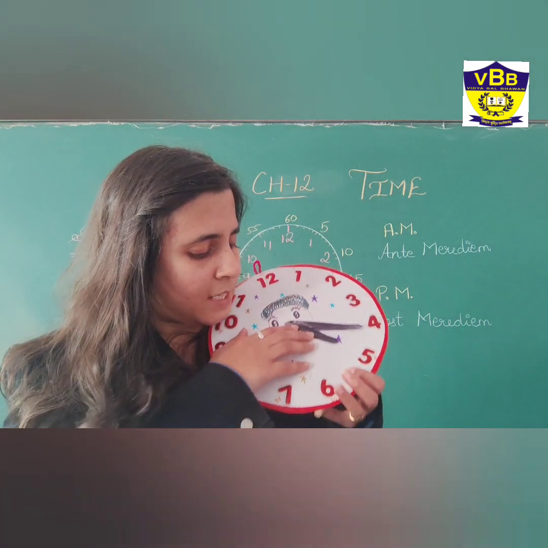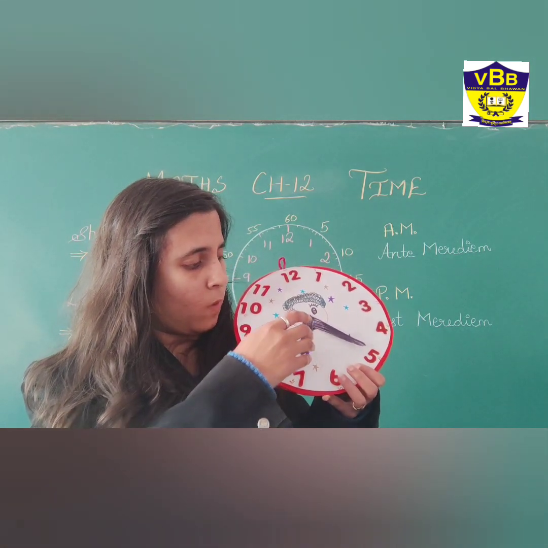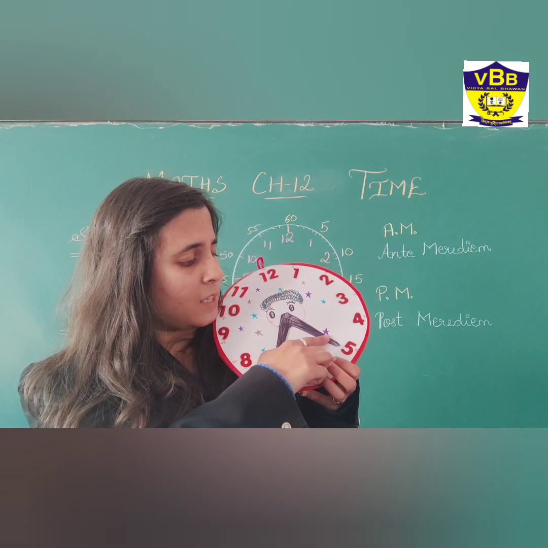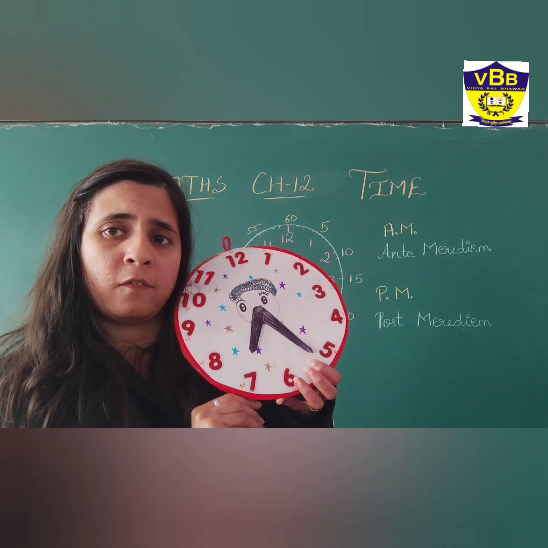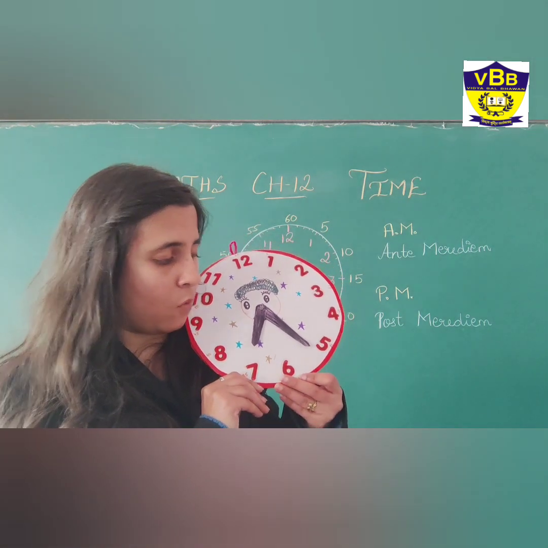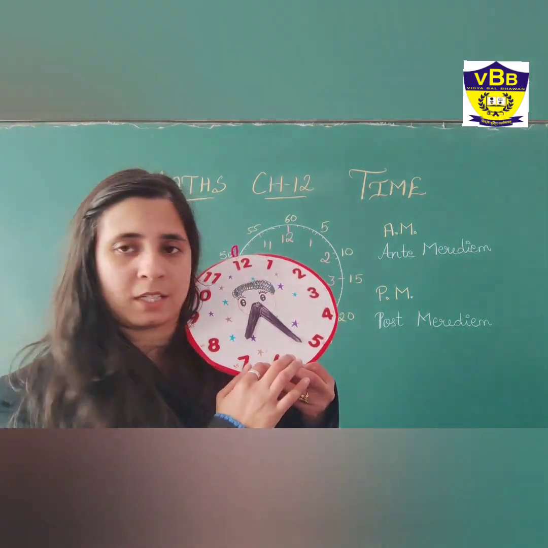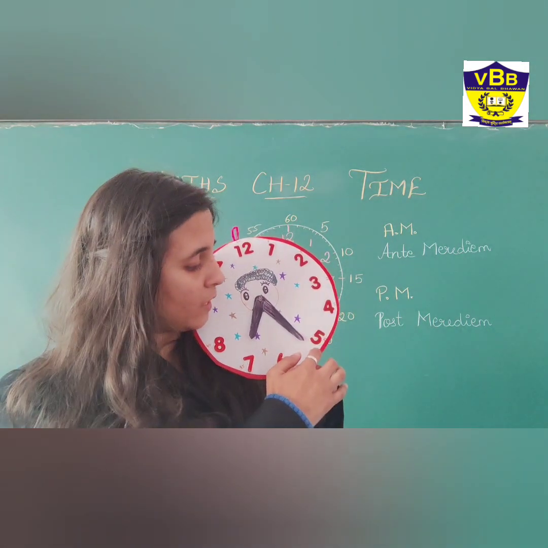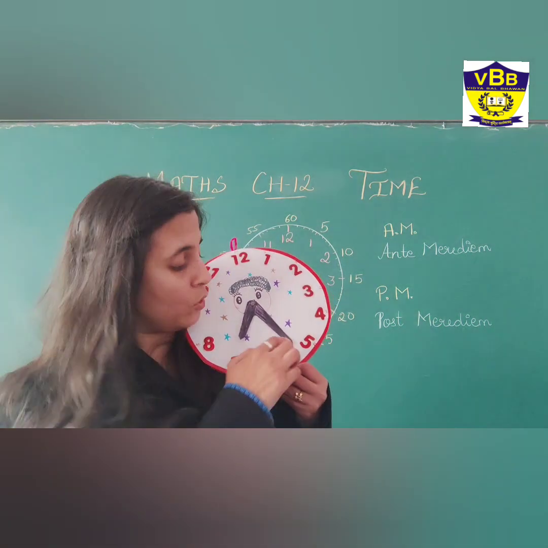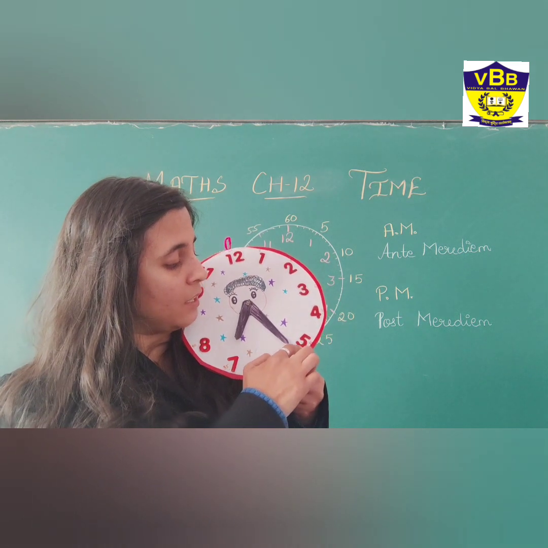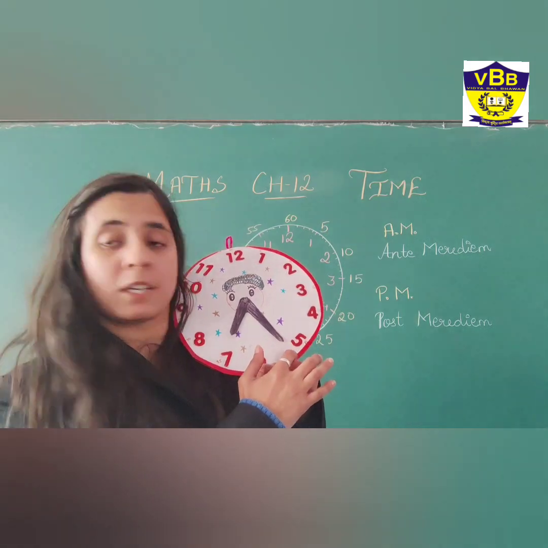Now, let's see here that our short hand, the hour hand, is at 7, whereas the minute hand has moved a little bit past 5. So what will be the time now? We have learned that 5 is 25, then it comes 26, 27, 28, 29 and 30. So this time right now it is showing 7:25, 26, 27.